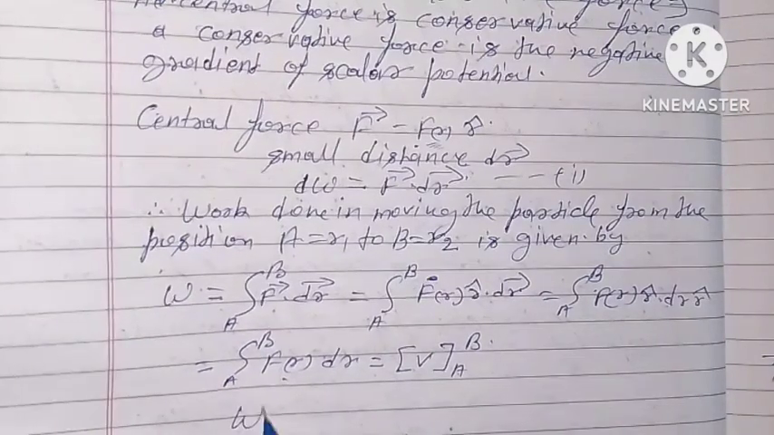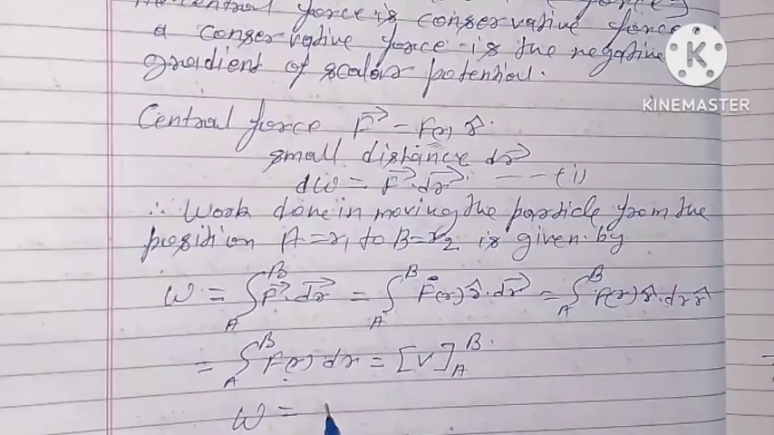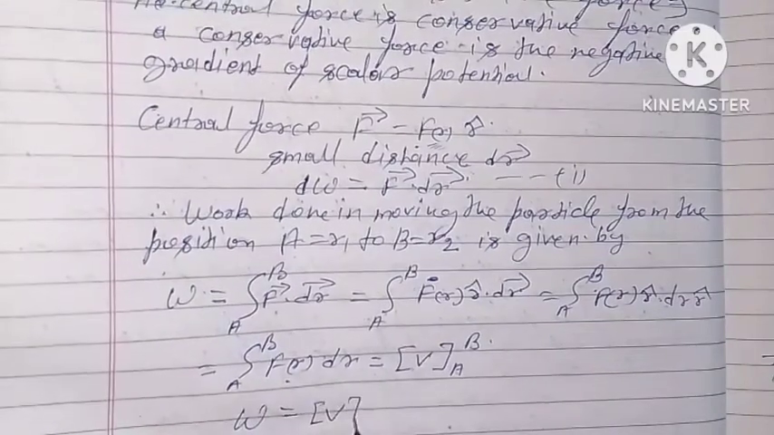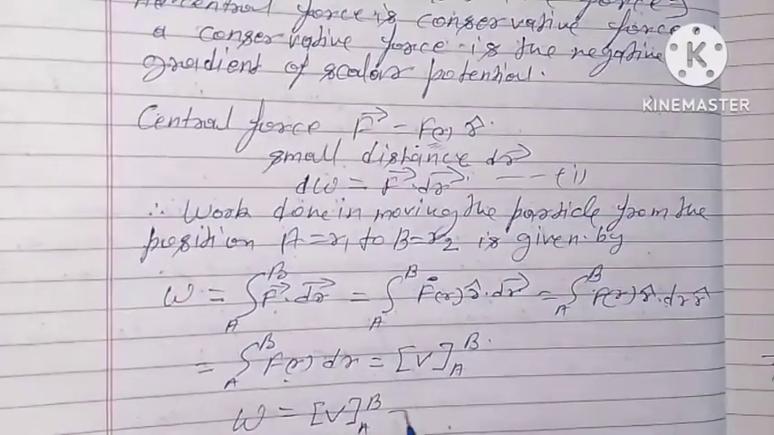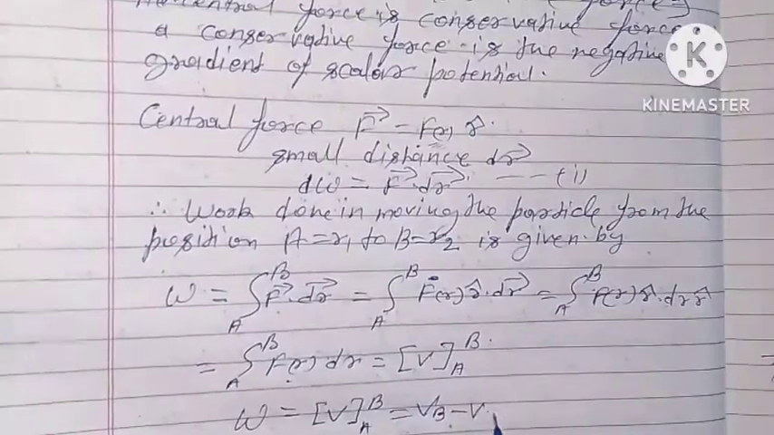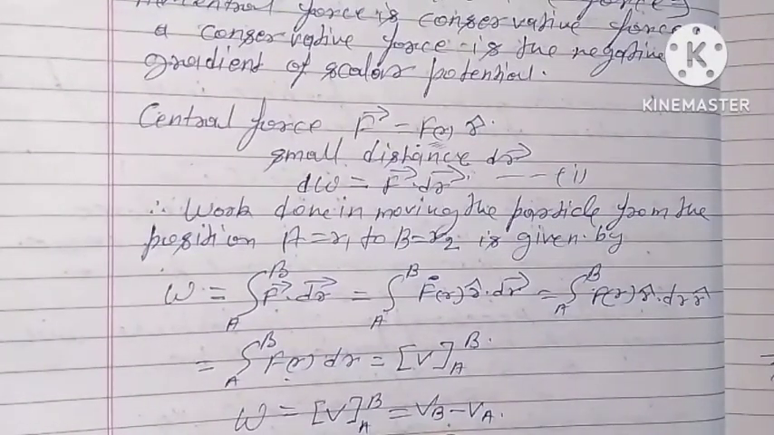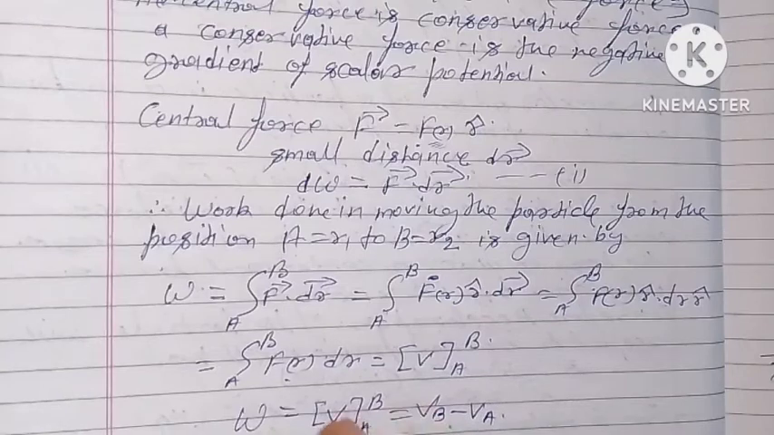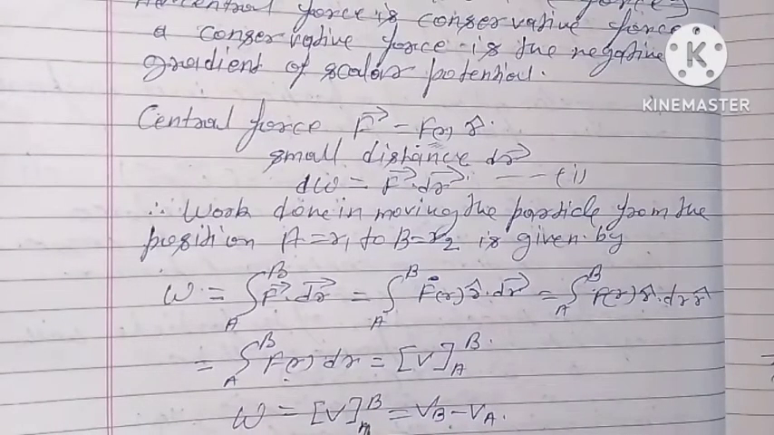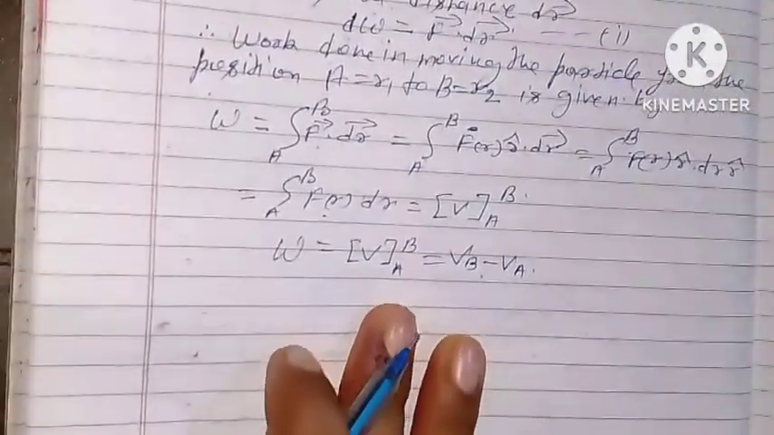Then W equal to V from A to B, equal to VB minus VA. Thus, the work done depends only on the value of the integral V at r equal to r1 at A, VA, and r equal to r2 at B, VB, at the two end points and not on the actual path followed. Hence, a central force is a conservative force.